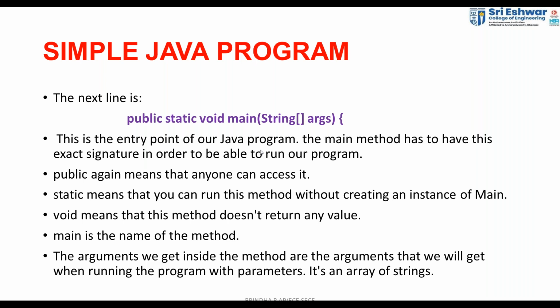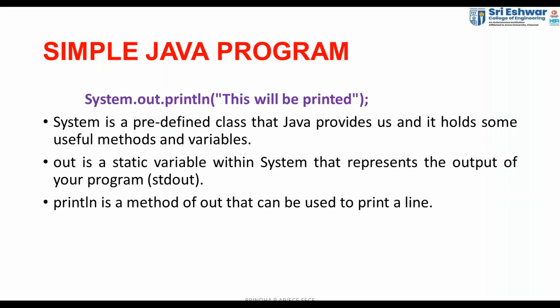ஓகேங்களா? So the arguments we get inside the method are the arguments that we will get while we are running the program with parameters. So it is an array of strings. ஓகேங்களா? So this is what this line explains about, and this is simply a printf function similar to the printf function. So whatever there is in the double quotes, it will simply print what it is there. So this is the syntax. Definitely we need to follow this particular line.